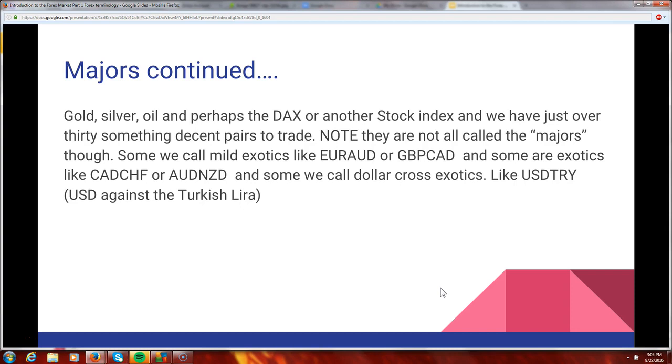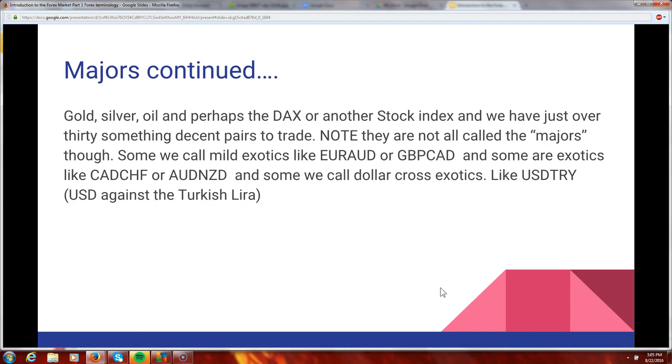It doesn't hurt you so bad, and it definitely doesn't move as much in one day as the DAX does. But if you throw in a few of these other pairs, we've got a really good amount of pairs to trade. It brings you just under 30 anyway. Some of these we call mild exotics, by the way, like the Euro Australia. That's a mild exotic. The Pound Canada is a mild exotic.